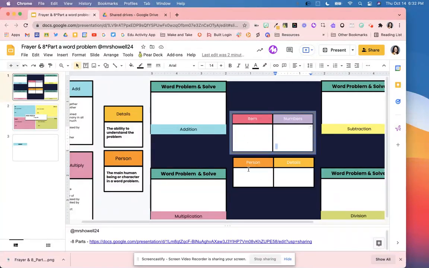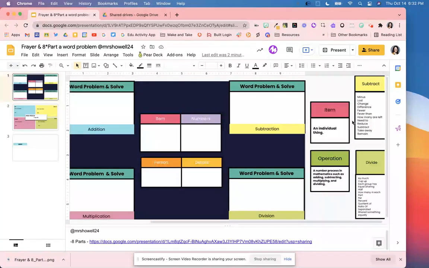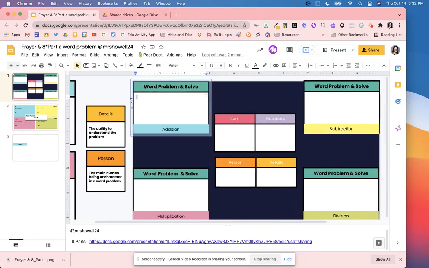So once students have these 4 boxes filled out, they then will write a word problem for addition. And there's cards over here to help them with those different words for subtracting, dividing, multiplying, and adding. And so, again, students will type their word problem. Once they type or write their word problem, they're then going to solve it. Then they're going to solve their subtraction problem. Then they're going to do their multiplication and solve their division word problem and then solve it.